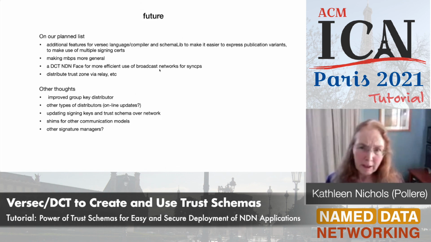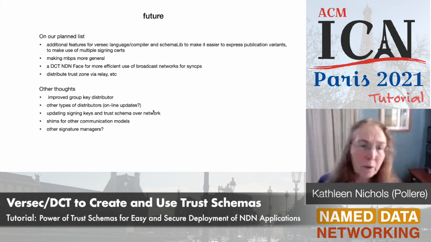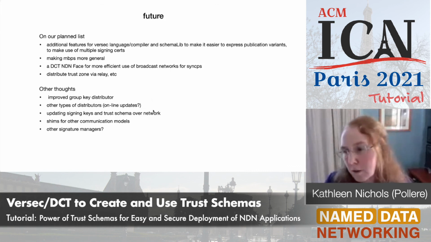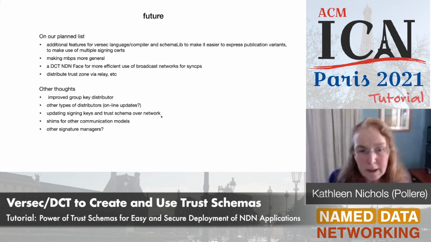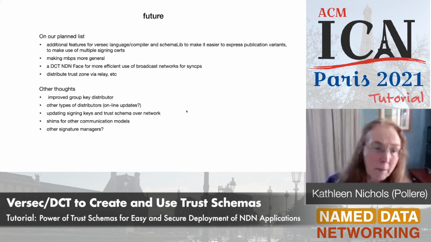Some other thoughts I have that are not really on my radar so much are an improved group key distributor, maybe something that uses good principles from distributed computing to be fault tolerant, and who do you elect and get a new person to take over, that sort of thing. Other types of distributors, maybe for doing the updates to the trust schema online, and updating the signing keys and the trust schema over the network, approaches to doing that. I think some of that work might already be happening.